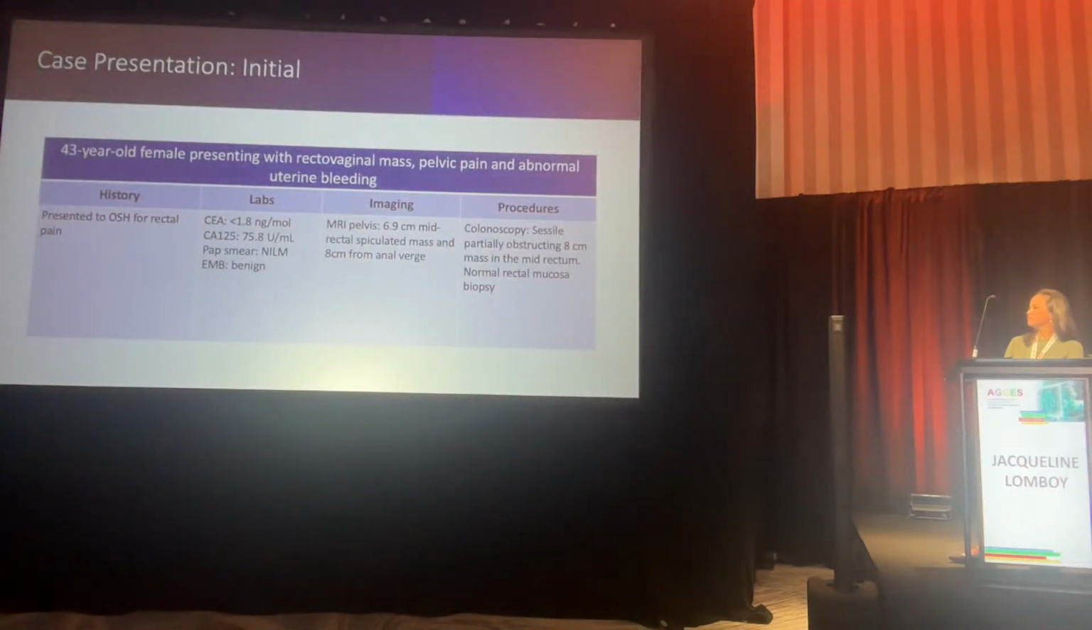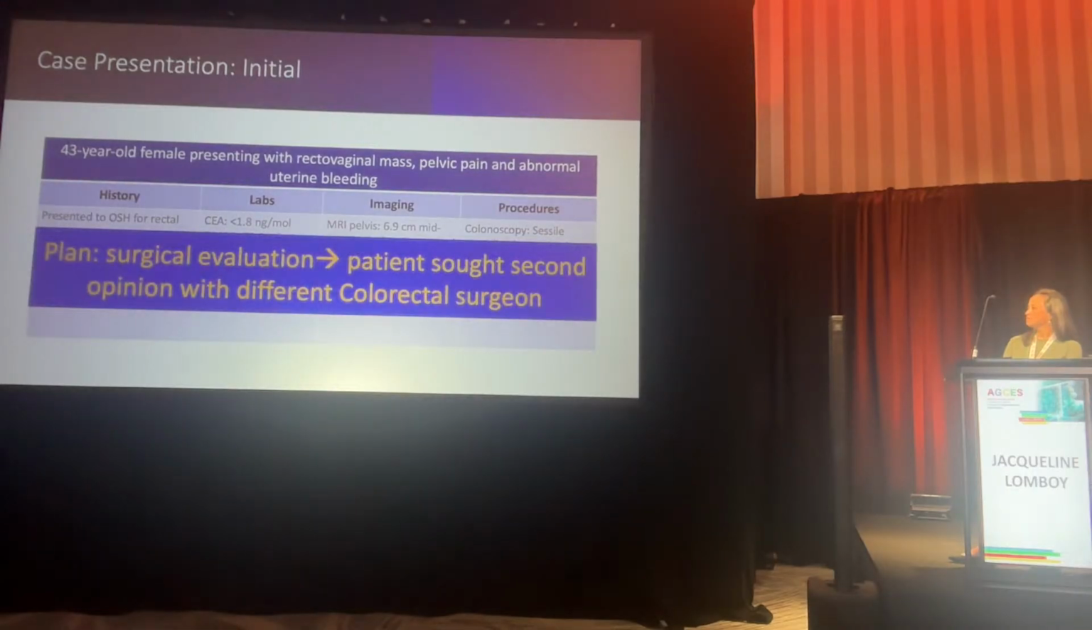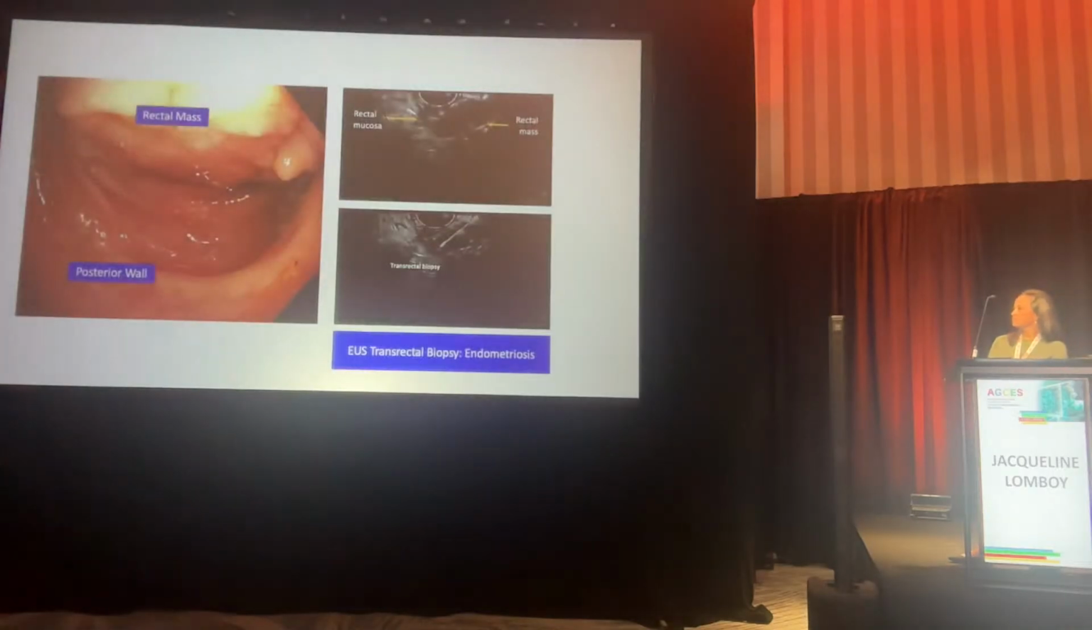Colonoscopy revealed a partially obstructing 8-centimeter mass on the anterior rectal wall. The biopsy results showed normal rectal mucosa. The patient was then counseled on surgical evaluation, but elected to seek a second opinion with another colorectal surgeon before proceeding. She underwent repeat colonoscopy, which confirmed the presence of the anterior rectal wall mass, and an endoscopic ultrasound with transrectal biopsy, which showed endometriosis. She was then referred to our center for further management.